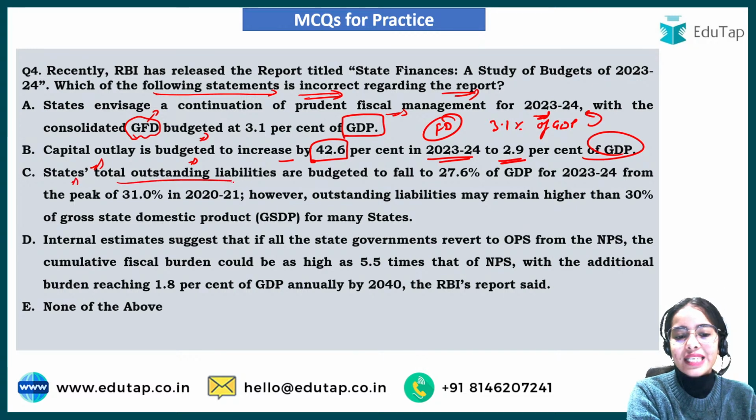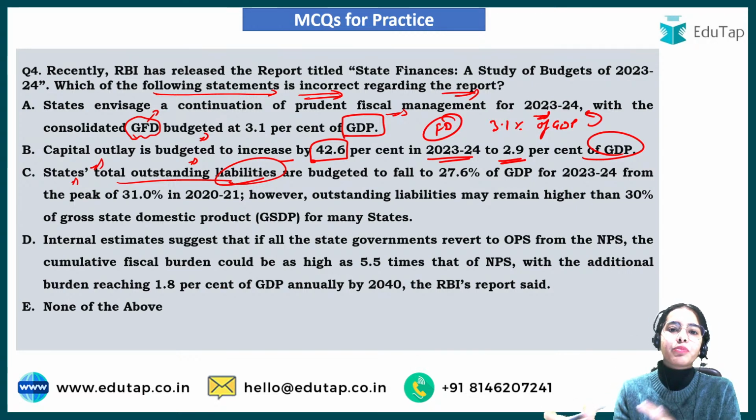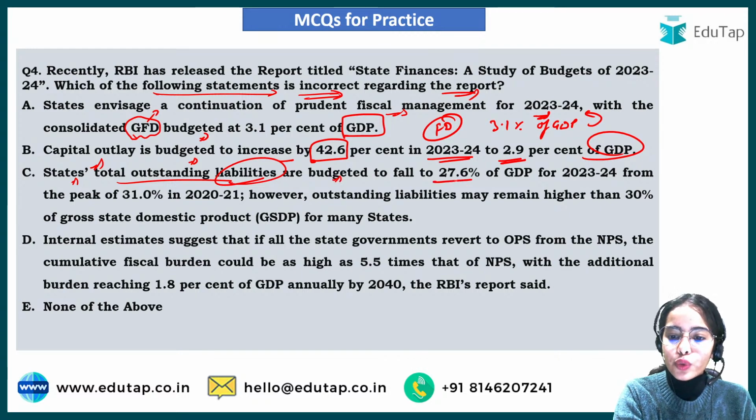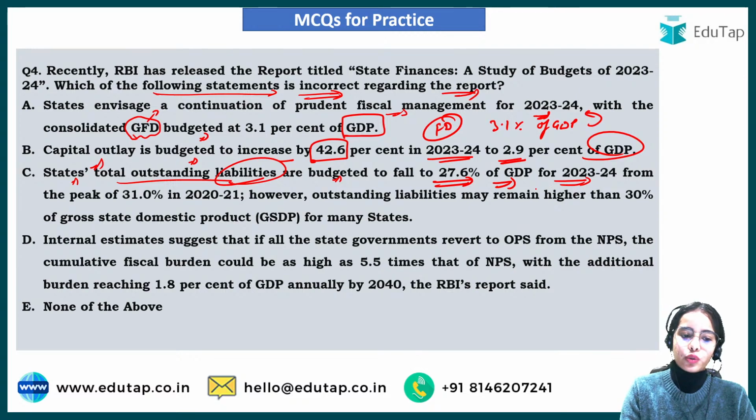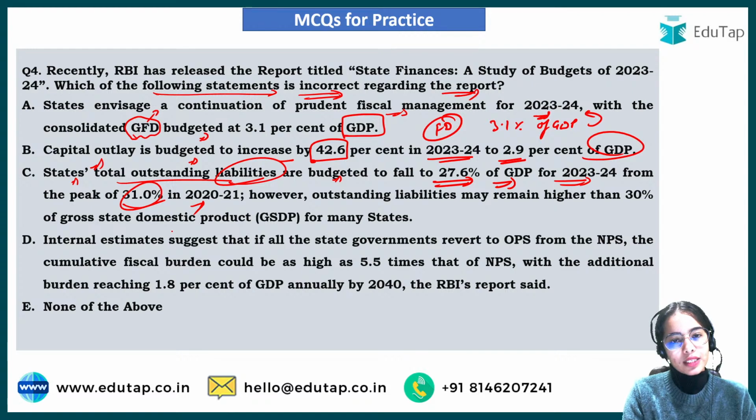States' total outstanding liabilities, that is the loans that they have taken that they have to return. So outstanding liabilities, that means the loan that they still have to return, are budgeted to fall to 27.6% of GDP for 2023-24 from the peak of 31% in 2020-21. So that is also correct.